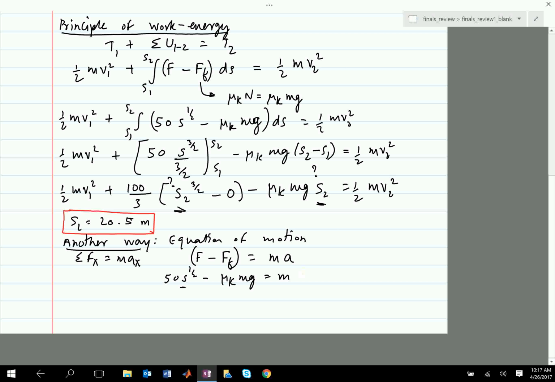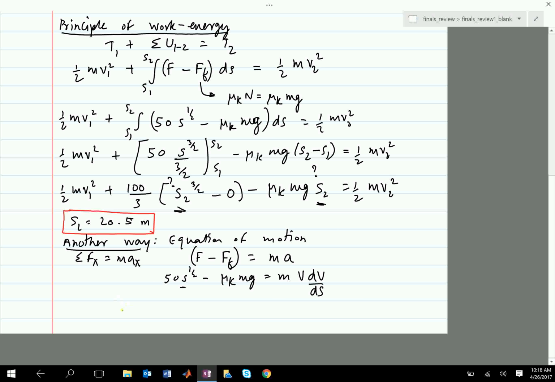So would this help me? If I do this, then dt will come up here, but then I don't know what s is as a function of time, so this will not work. Is there anything else I could do? So v dv ds is a better way to do this, right?